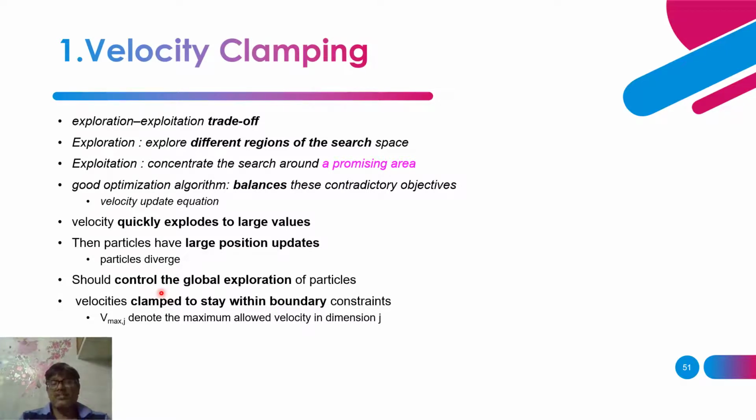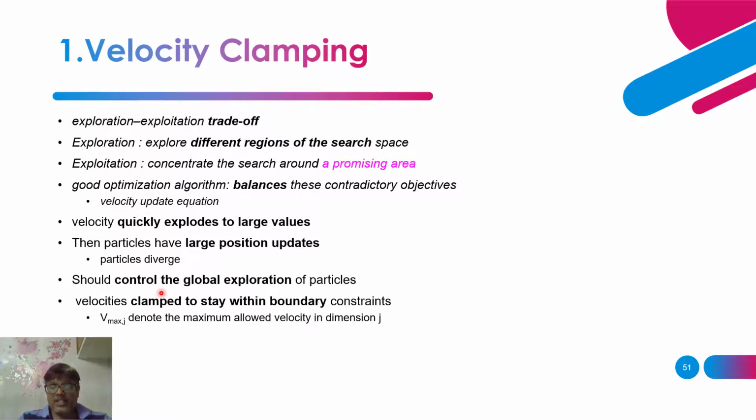If velocity quickly explodes to a larger value, then the particle will have a large position update. The particle will diverge, it won't converge. So we should control the global exploration of particles. The velocities are clamped to stay within the boundary constraints. That means Vmax,j denotes the maximum allowed velocity in dimension j. So we ensure that it is clamped up to the maximum boundary constraint, that is Vmax,j.